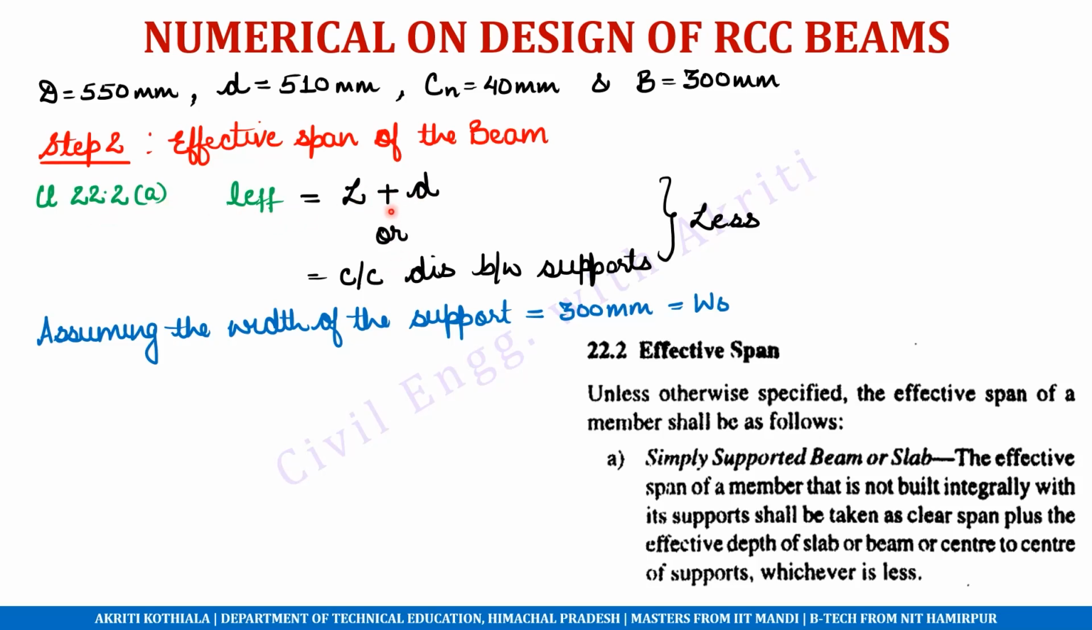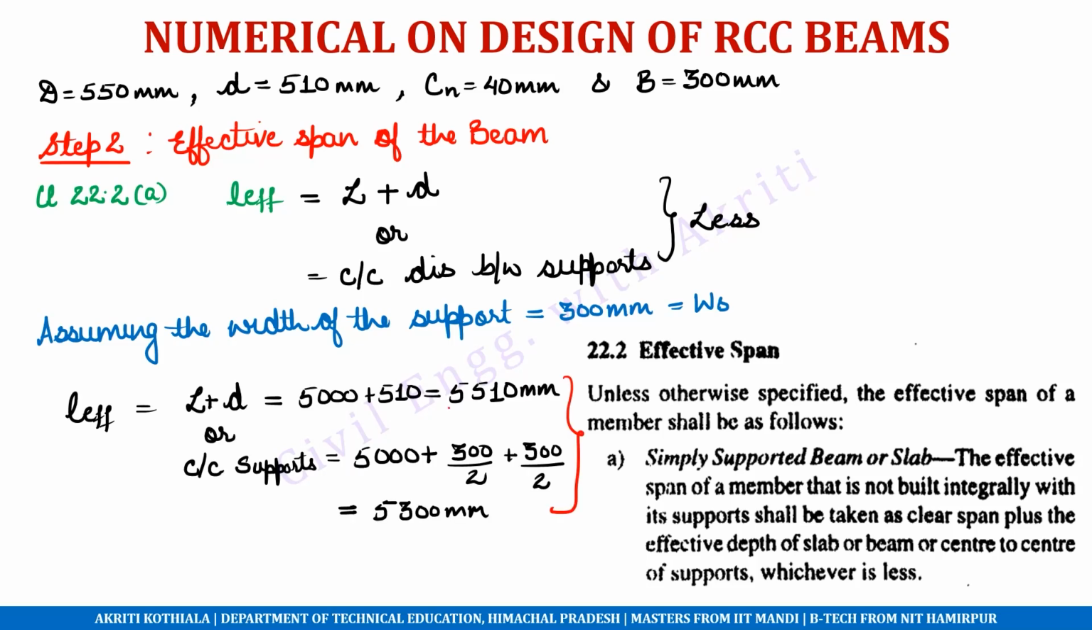We calculate both these values and select the lesser one. This calculates to be 5510 mm for L plus D, and for the center to center distance between the supports, it calculates to be 5300 mm. We have to use the lesser value from both these. Pardon me, the lesser value is 5300 mm. So the L effective will be equal to 5300 mm. So in this step, we've calculated the effective span of the beam.